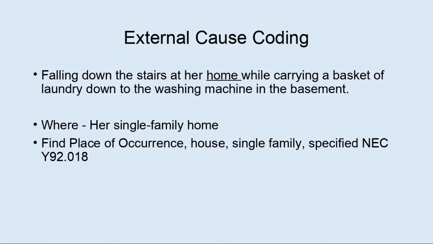Okay, so now we want to know where did this occur. So look up place of occurrence, where the patient was when she was hurt. She was in her home. So find place of occurrence in the external cause index, house, single family, specified NEC, Y92.018. There's a lot of places for in her single family home, but there's no one for basement stairs. We're going to do the NEC, not elsewhere specified. If she'd been in her home, in the garage or in the kitchen or someplace like that, there would be a more specific code, but there isn't in this specific case.